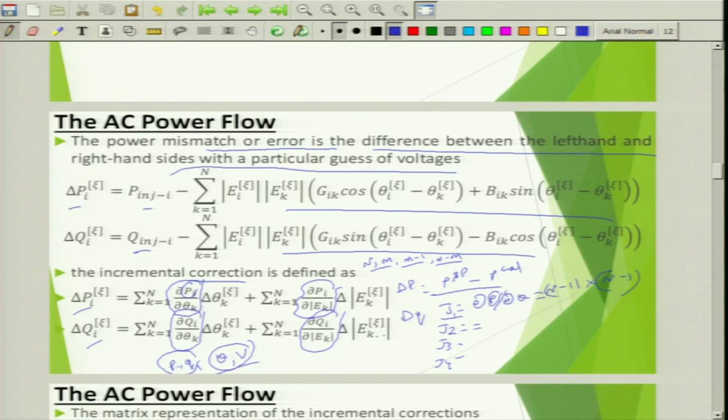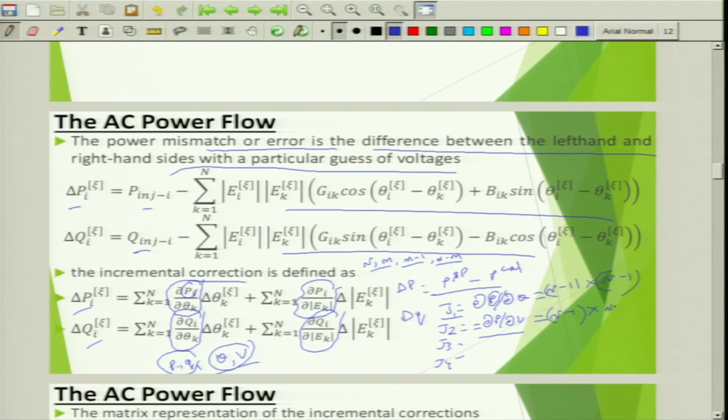So J2 is nothing but dou P by dou V. J1 is the change in active power with respect to change in angle. Now J2 is the change in active power with respect to change in voltage. So what is the size of this matrix? Again P, how many do we know? N minus 1, and then how many V do we not know?